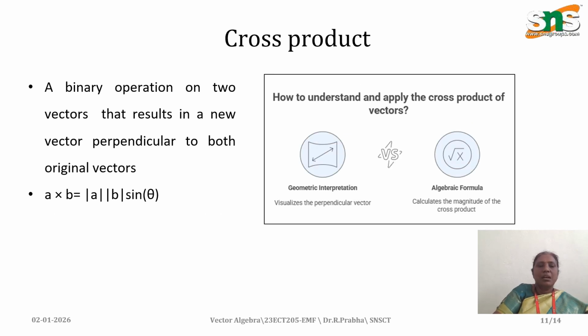And next is the cross product. This is a binary operation on two vectors that results in a new vector perpendicular to both original vectors. Considering two vectors A and B, the cross product is given by magnitude of A multiplied by magnitude of B multiplied by sine of the angle theta, where theta is the angle between the two vectors.